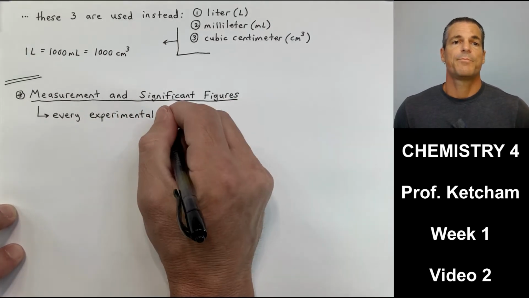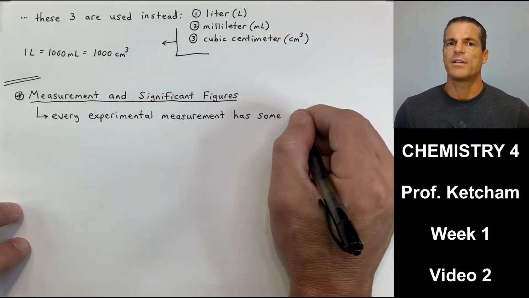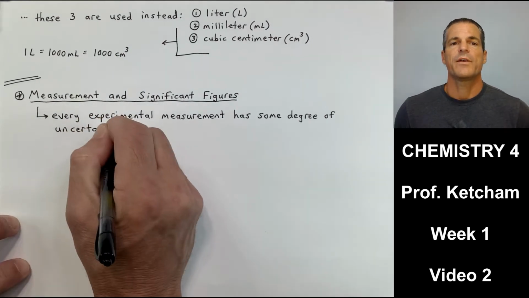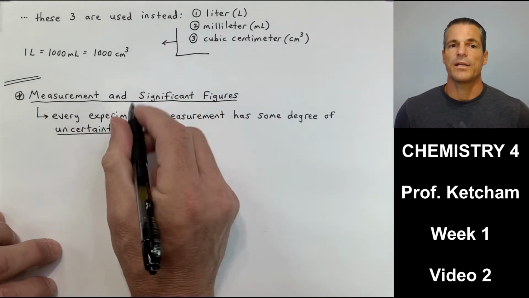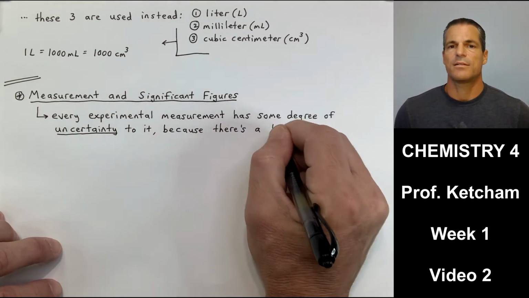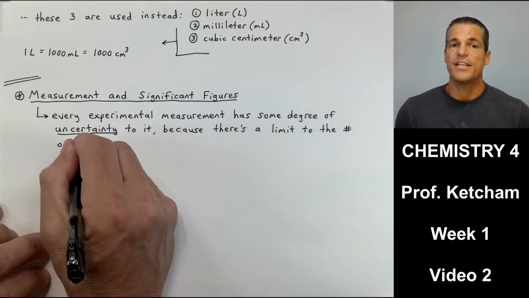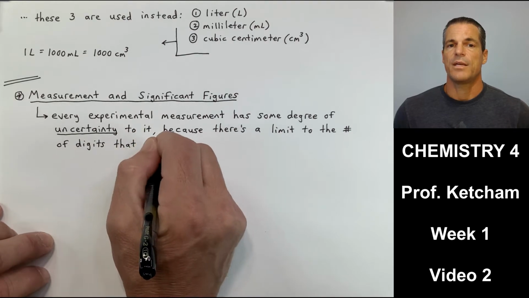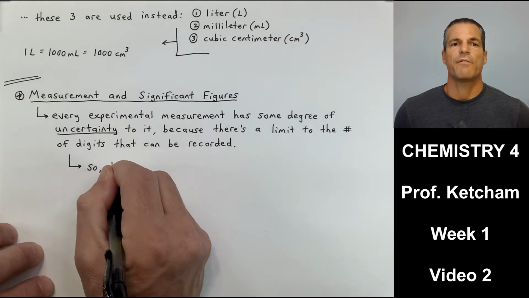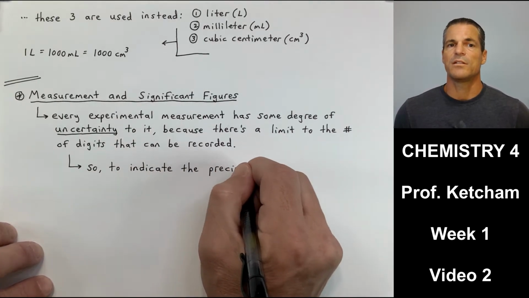All right, the next bit of notes I want to talk about is the idea of measurement and something called significant figures. So first some background information. Every experimental measurement has some degree of uncertainty to it, because there's a limit to the number of digits that can be recorded. So let me read that again at kind of full speed. Every experimental measurement has some degree of uncertainty to it, because there's a limit to the number of digits that can be recorded.